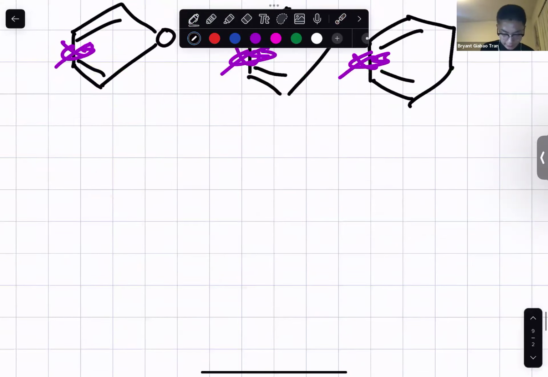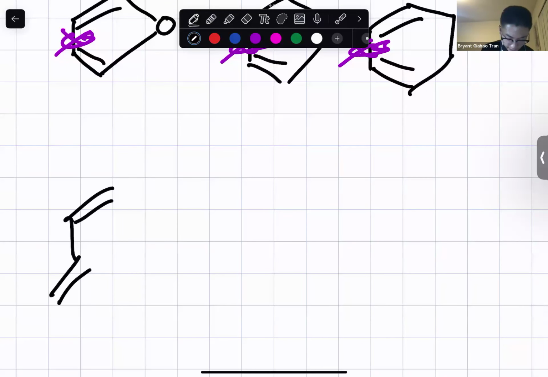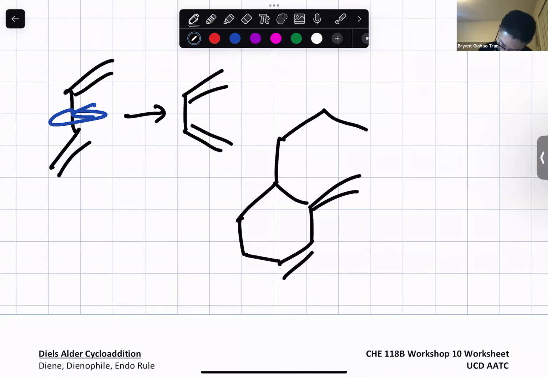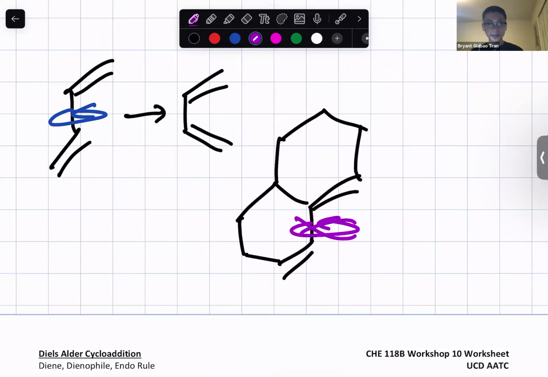But if you have an s-trans diene, you could rotate that single bond to go to the s-cis diene. You cannot do that if it is, let's say, something like that, right? Now we can't rotate that bond because it's in a ring. So it's stuck at the s-trans configuration. No reaction with this structure at all.